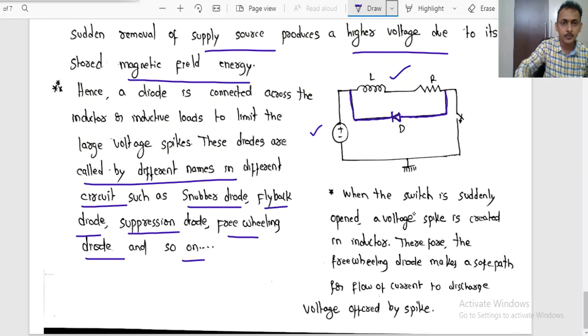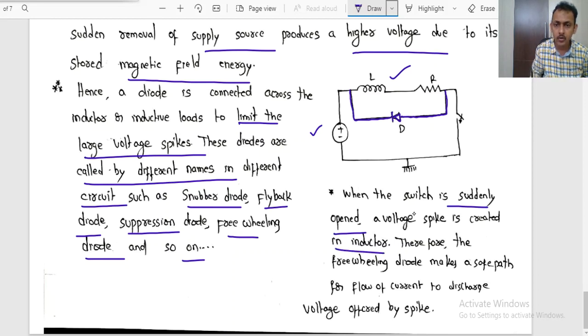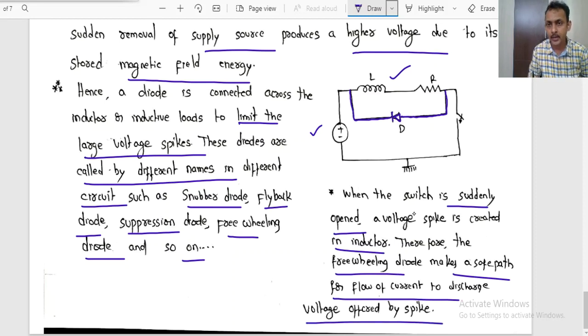Here is how it works: it is going to limit the large voltage spikes. When the switch is suddenly opened, a voltage spike is created in the inductor. Therefore the freewheeling diode makes a safe path for the flow of current to discharge the voltage spike. Because of this diode, any high voltage will get circulated or discharged through this path. Once the switch is suddenly opened, it provides a path for the circulating currents to flow through, right?